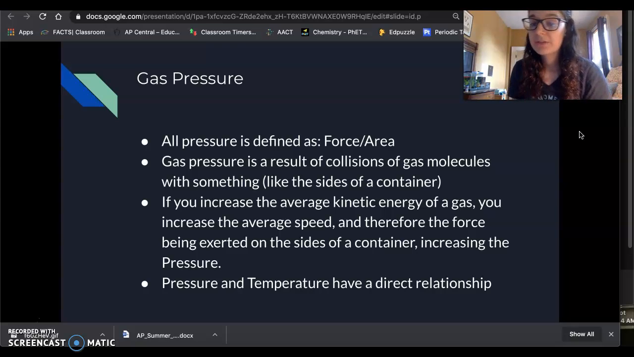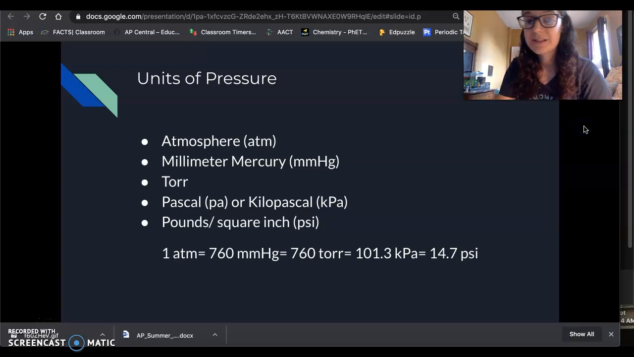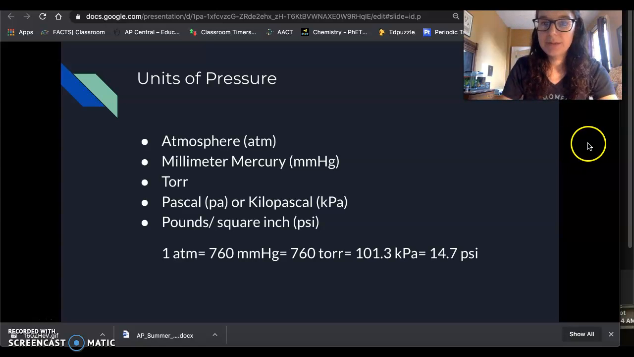Pressure and temperature do have a direct relationship because of this. So if we increase the temperature, we increase the average kinetic energy, which increases the number of collisions with the wall of a container, which increases the pressure of the sample. There are several units of pressure that you will see.